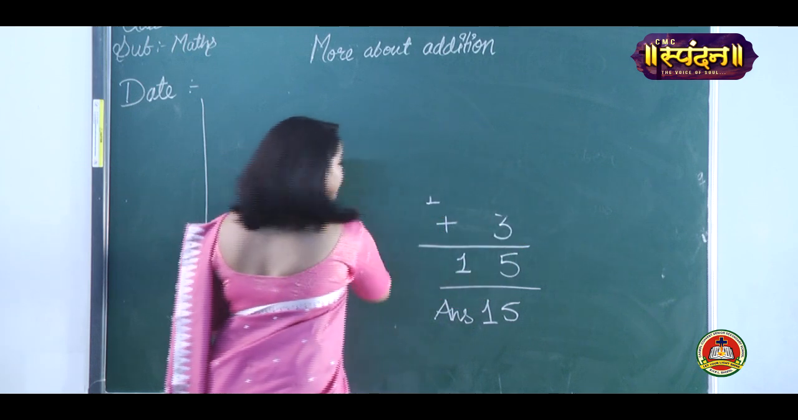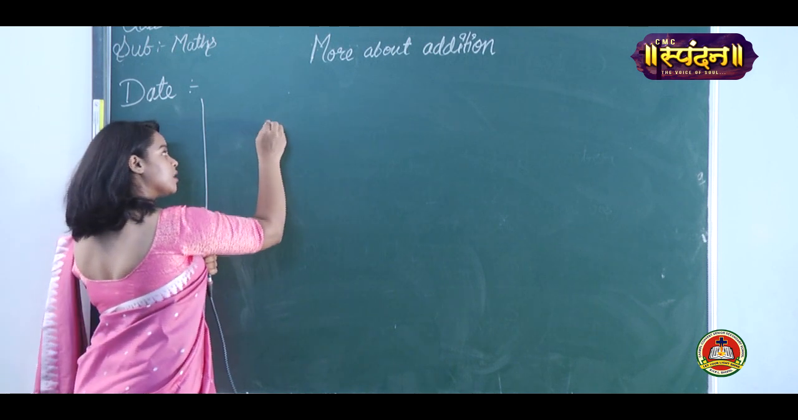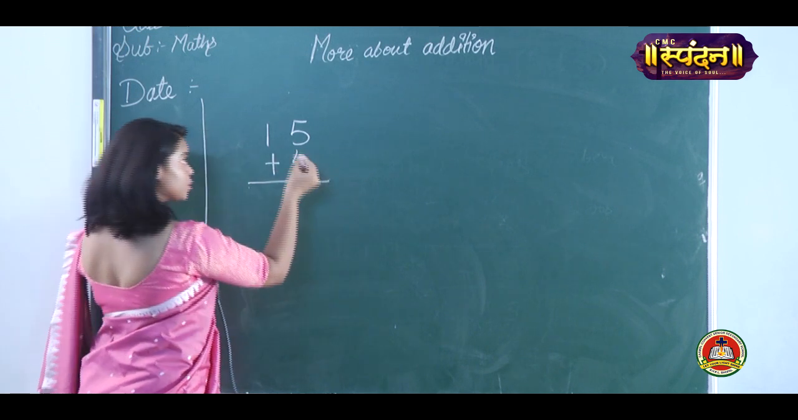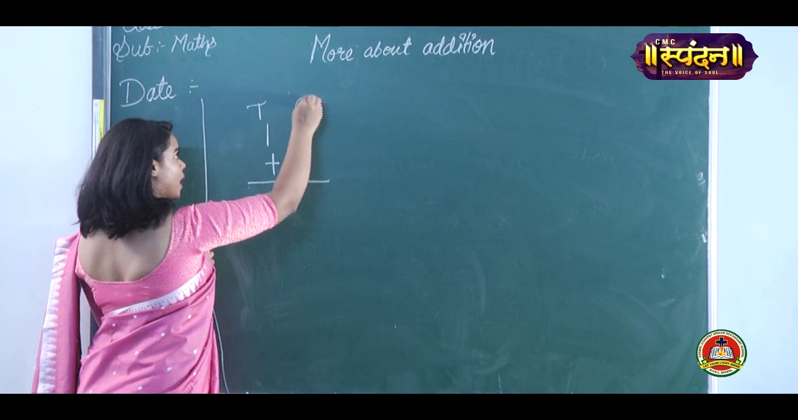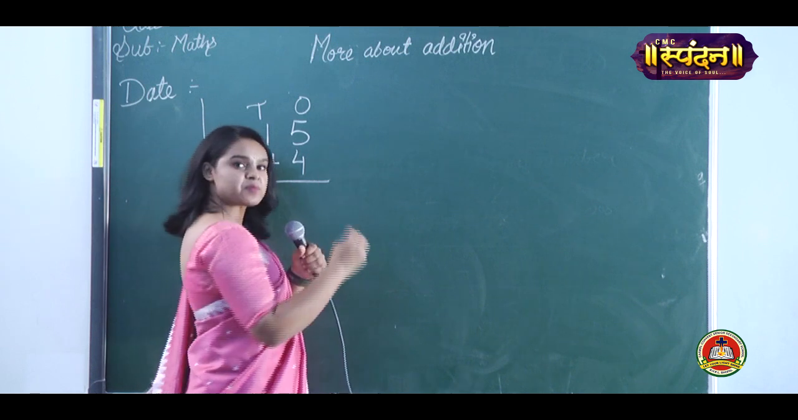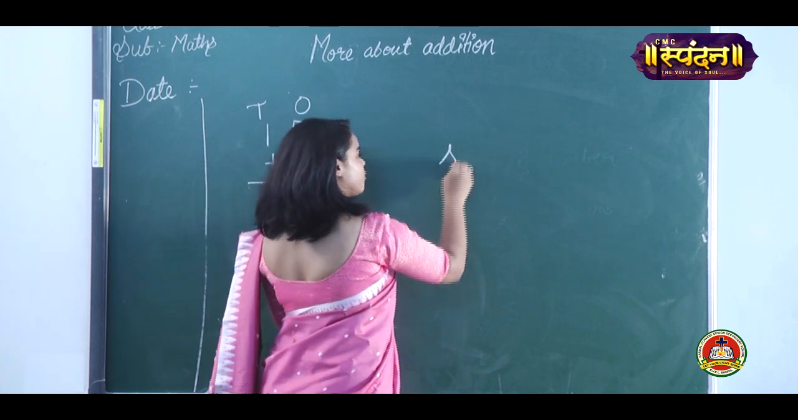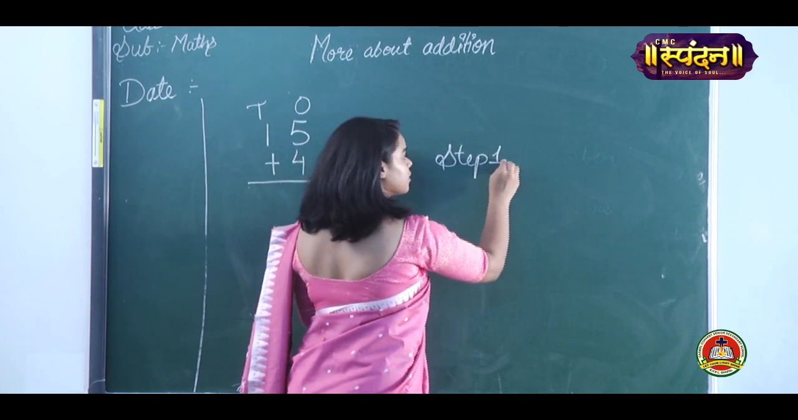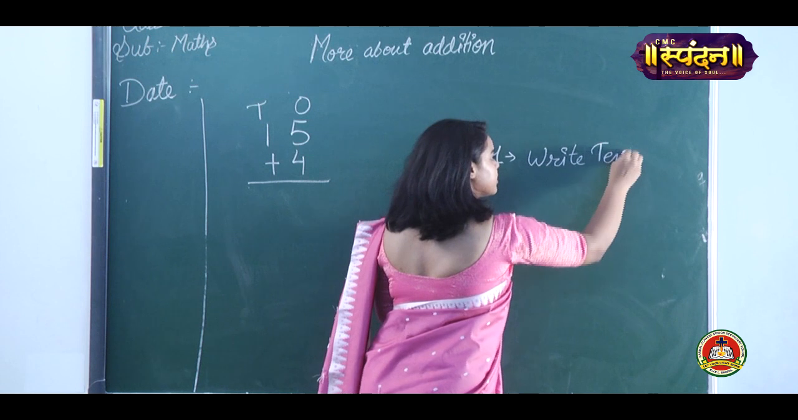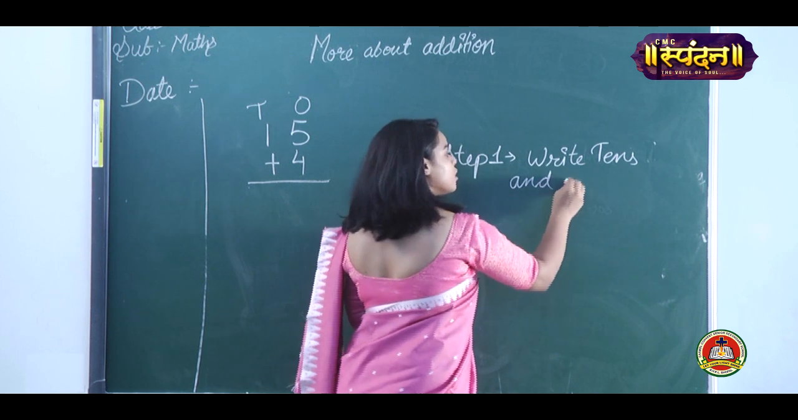We are doing few more examples. Suppose I am saying 15 plus 4. So what you will do, you will just write tens and ones. Let me write the steps for you. Actually there is step marking. So if you write the steps correctly, then it will help you in solving the problem further. So step 1. Write tens and ones.